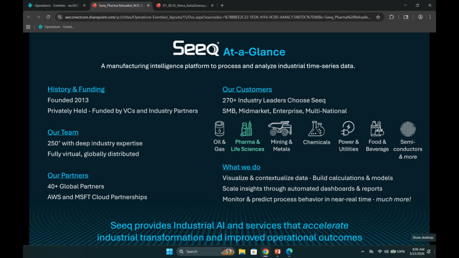So, what is Seeq? Seeq is an advanced analytics and AI platform, a software platform built for process industries. We were founded in 2013, have a team of over 250 with deep industry expertise. We work with over 40 global partners and over 270 clients in a variety of industries, including the pharmaceutical industry, of course. Seeq connects to both your time series and relational data for near real-time analytics. This can include a wide variety of analytics, including visualization and contextualization of data, modeling and machine learning, all the way to dashboarding and reporting, and much more.